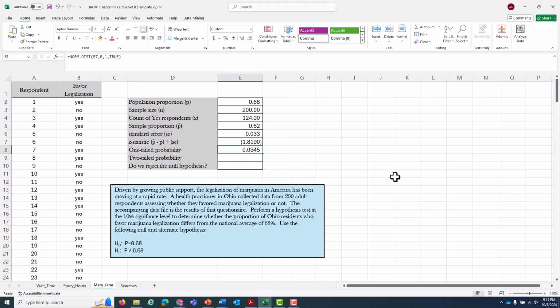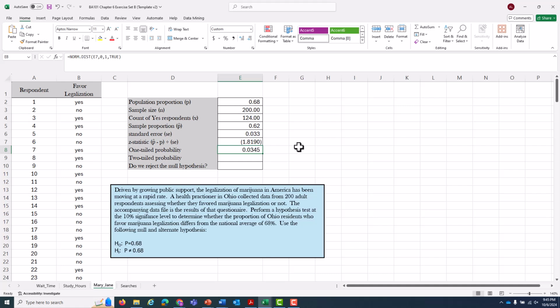We have one issue right now, though. That's just a one-tailed probability. What is our alternate hypothesis? That we think the true population of all of Ohio is going to differ from the 0.68 national average. Now, it's just differ. It could be lower or it could be higher. And this one tail is only accounting for the probability of one of those sides. So we're saying here we've got like a 3.45% chance that it's lower and a 3.45% chance that it's higher.